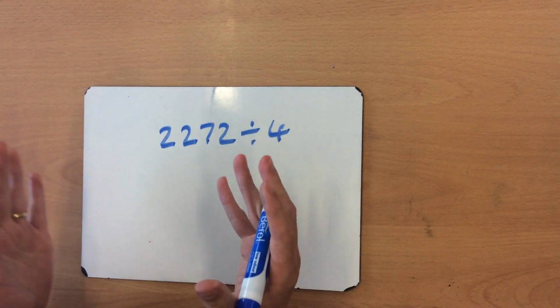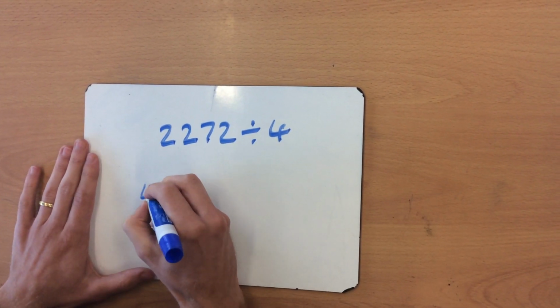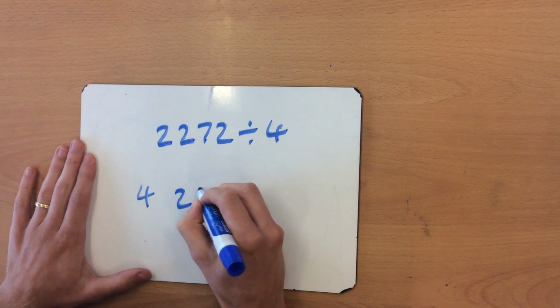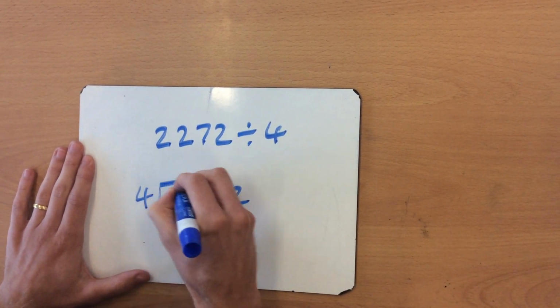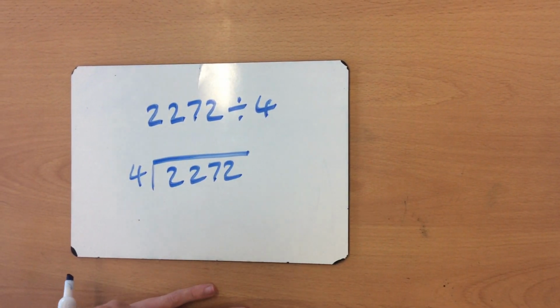First of all, I need to get my layout sorted out. So I'm going to put 4 on my divisor over here. Then I'm going to write 2,272. Put them under the bus. Stop. Waiting for the bus.